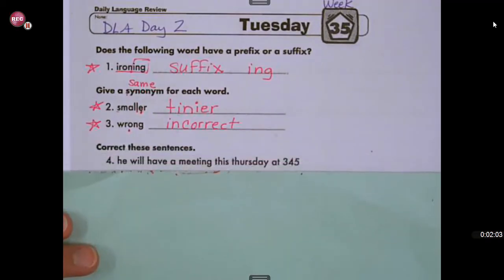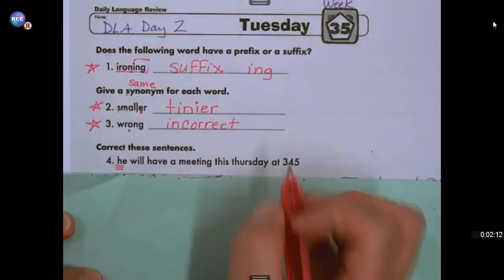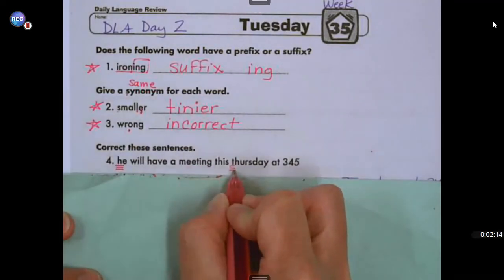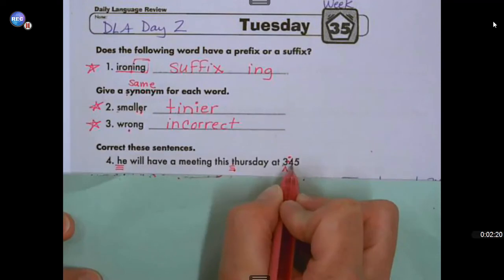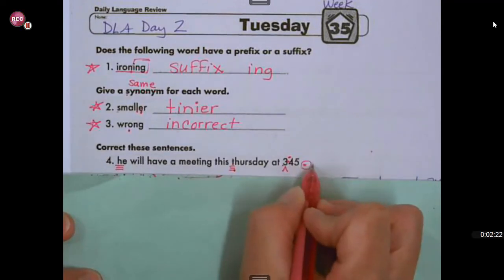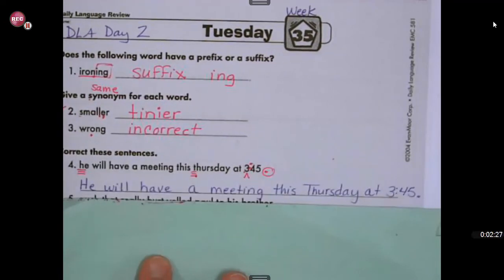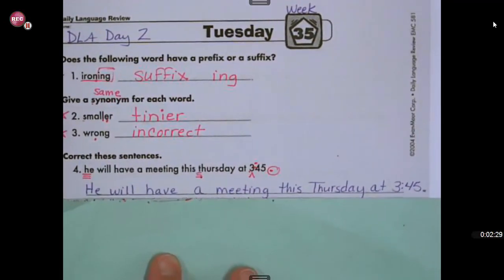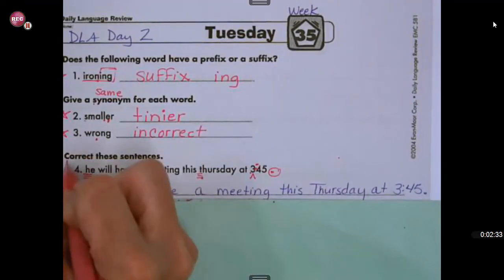Okay, number 4, correct these sentences. He will have a meeting this Thursday at 3:45. So we're going to start with a capital he, and then a capital Thursday because it's the name of a day of the week. We're going to insert a colon, which separates the hour from the minutes in the time. And then we're going to put a period at the end since it's just a statement. And this is what your sentence would look like. He will have a meeting this Thursday at 3:45. If you got that right, give yourself a star.